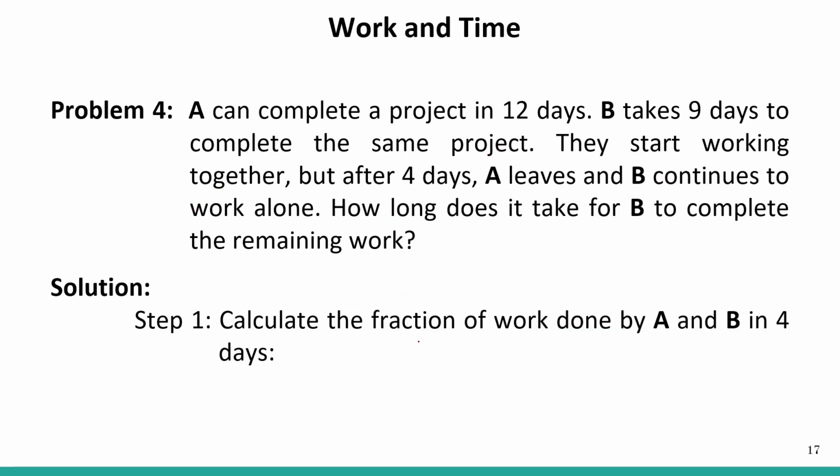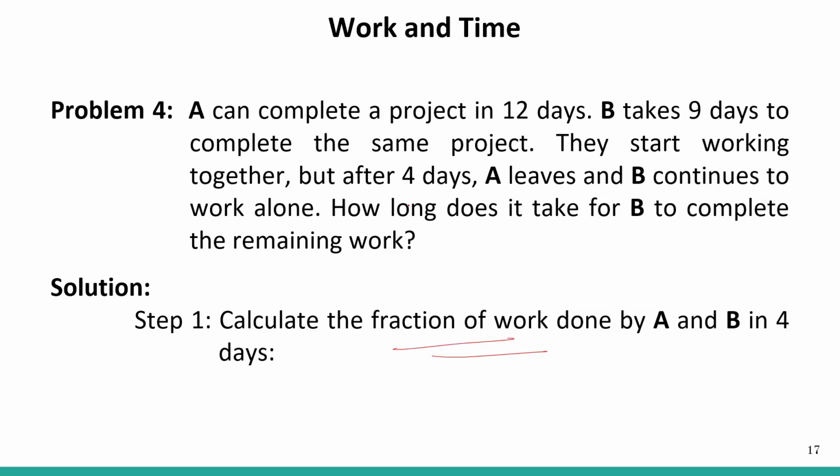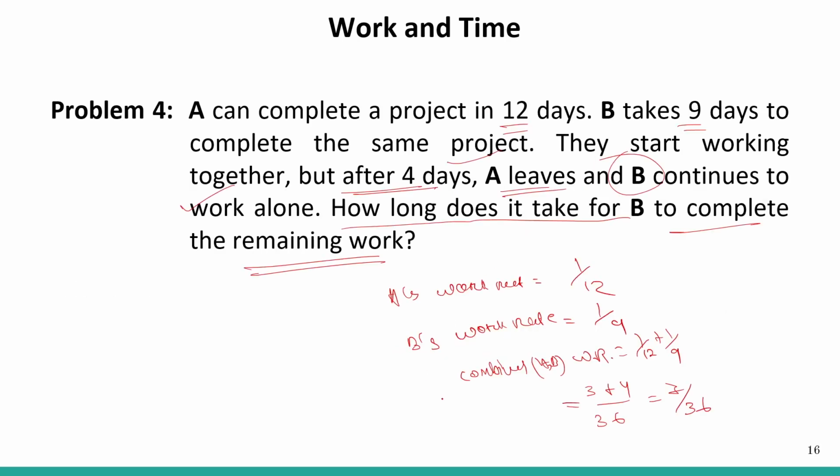So calculating the fraction of work done by A and B: work done by A will be 4 by 12 and work done by B will be 4 by 9. We can also multiply 7 by 36 with 4, because in one day they complete this much of the task. So in 4 days, how much will they complete? This will be 7 by 9 of the work.